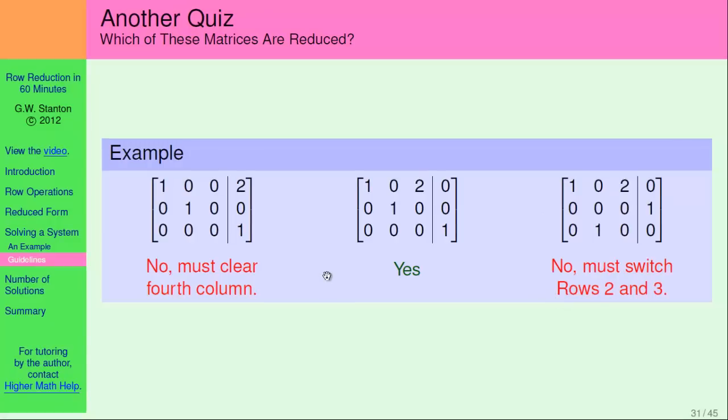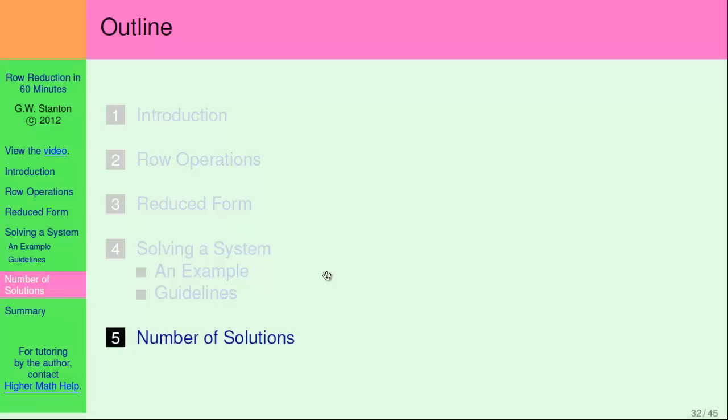That's it for this video, and in the next we will talk about whether a system can have no solution at all or more than one solution, and in that case, how to find all the solutions.